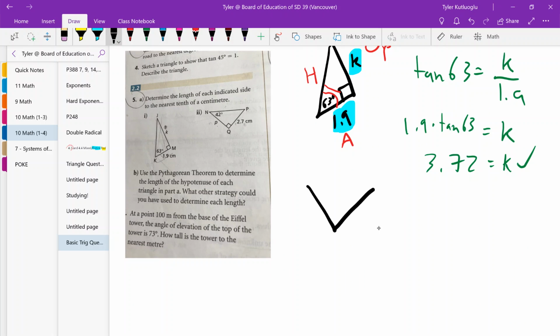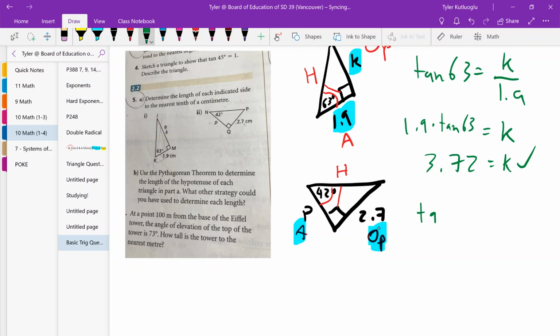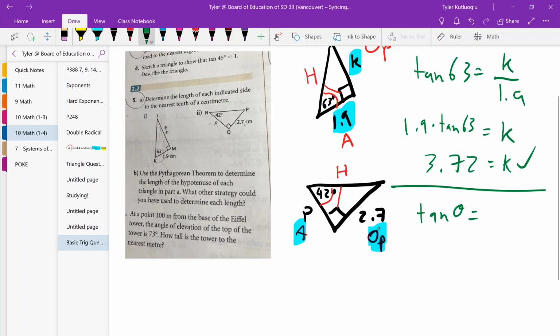Let's set up the second question. So it's this triangle here. This is the right angle, 42 and 2.7. And we're trying to find P. So it's going to work the exact same way. Let's label the sides to start. I know this is hypotenuse because it's across from the 90. This is my angle, so this is adjacent and this is opposite. So I'm using opposite and adjacent. So again, we're going to do a tan ratio. Tan theta equals opposite over adjacent, 2.7 over P. Oh, sorry, and let's put in the 42 here as well.